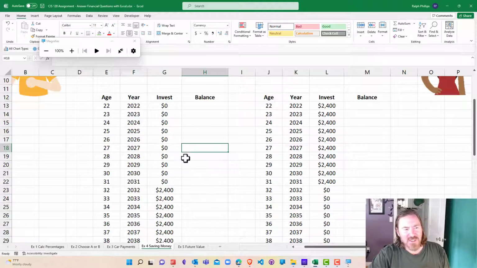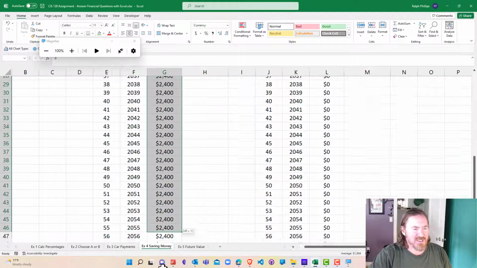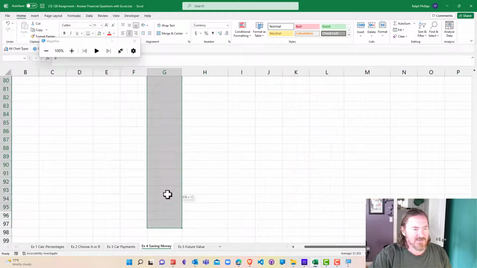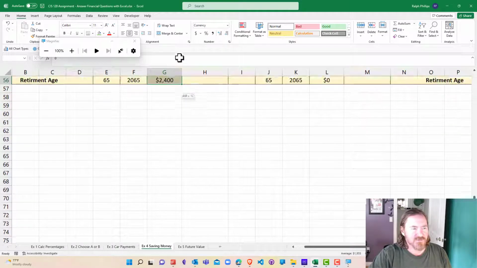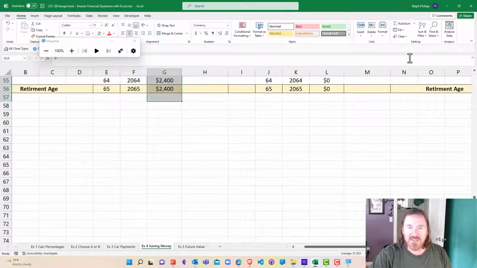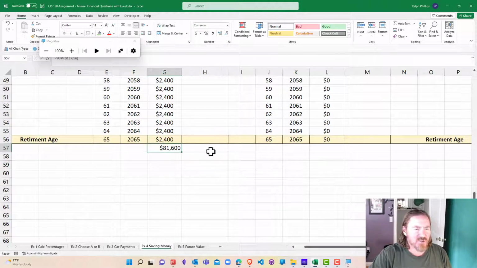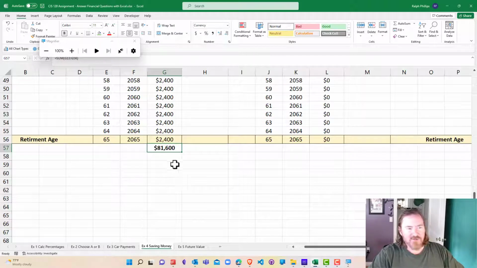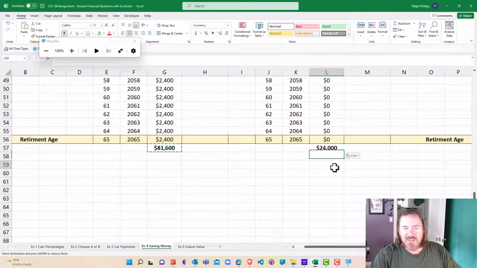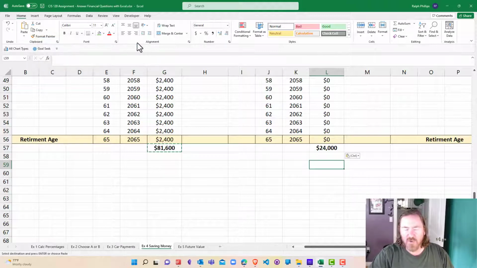Now I'm actually kind of curious how much total. So I'm just going to go ahead and select all of these. Oops, went a little bit too far. And I'll just do a quick sum. And I can see that basically, so this first woman, let me center that, and I'll bold it. So the first woman is going to basically invest $81,600. I'm going to copy that over here. The second woman is going to invest 24,000.